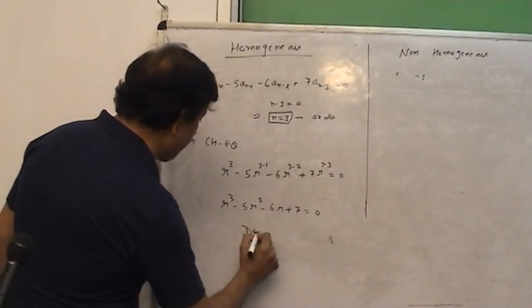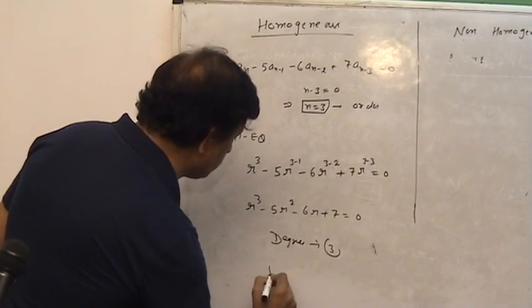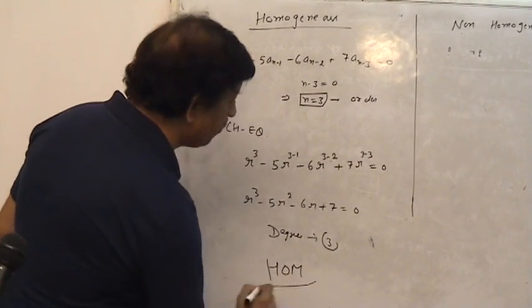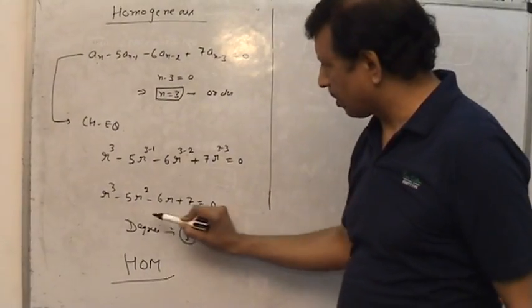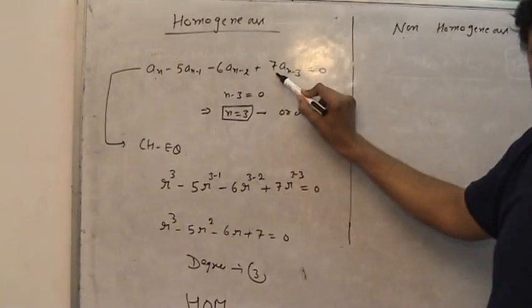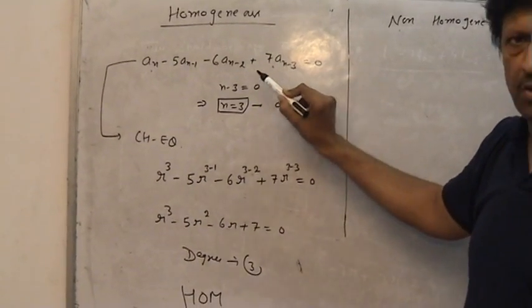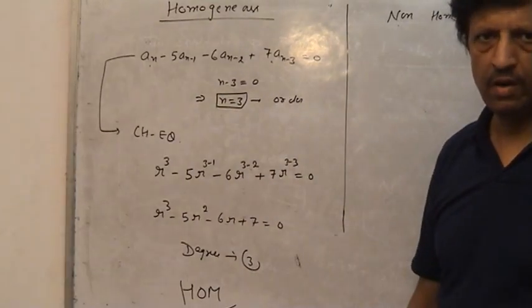It has degree 3 and it is homogeneous. How can we say it is homogeneous? Because there is no term present in this recurrence relation which depends upon n. We have transferred each and every term to the left hand side.